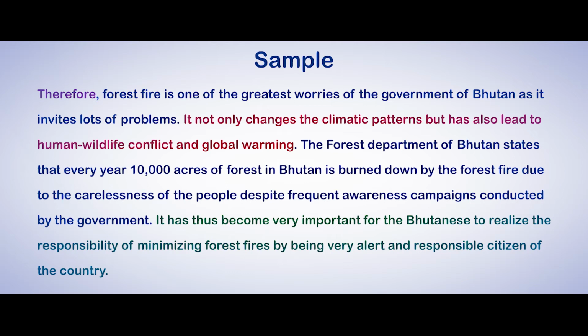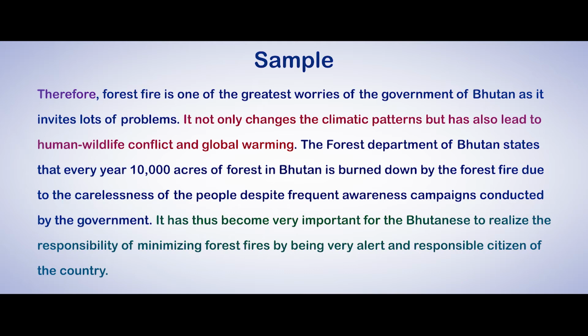And let's look at the third sentence now. The Forest Department of Bhutan states that every year 10,000 acres of forest in Bhutan is burnt down by forest fire due to the carelessness of the people despite frequent awareness campaigns conducted by the government. It has thus become very important for the Bhutanese to realize the responsibility of minimizing forest fires by being very alert and responsible citizens of the country.